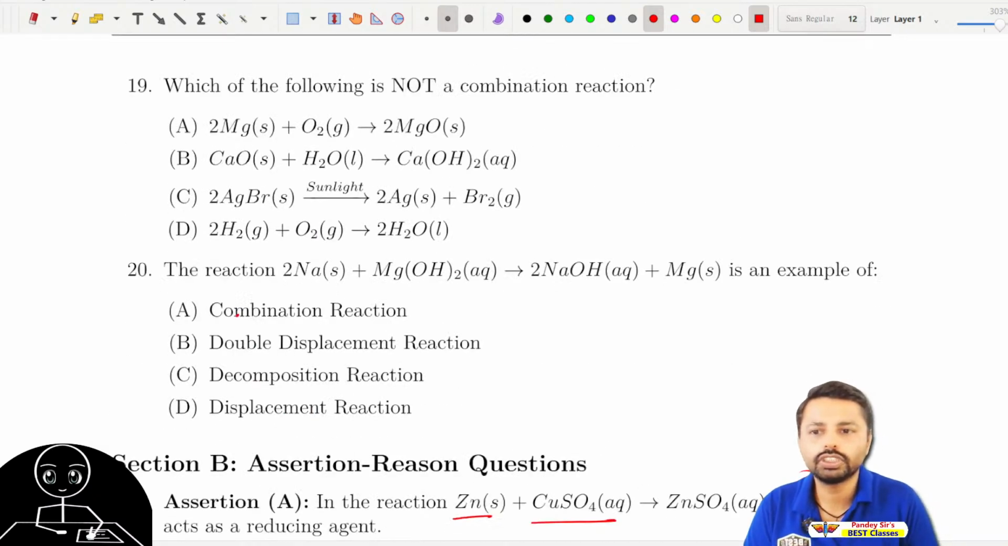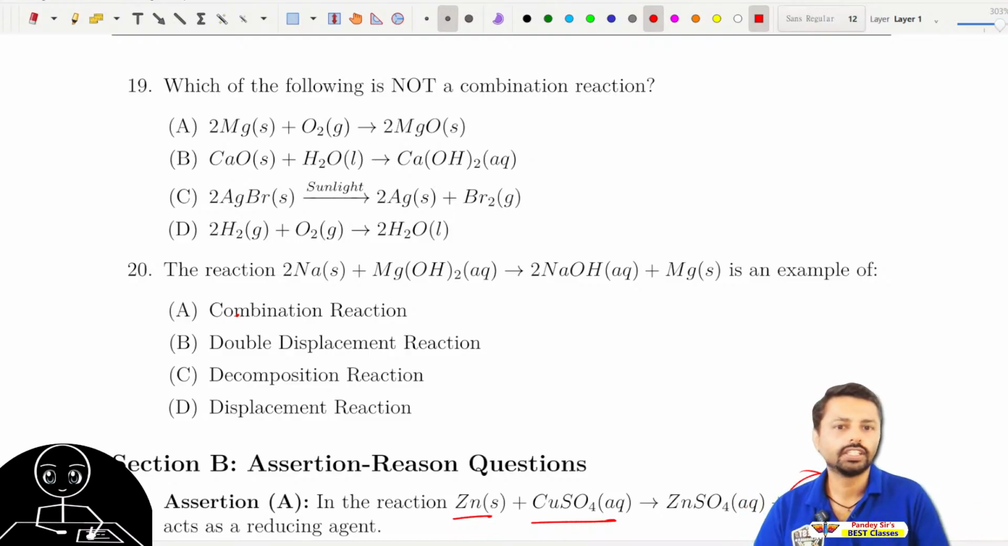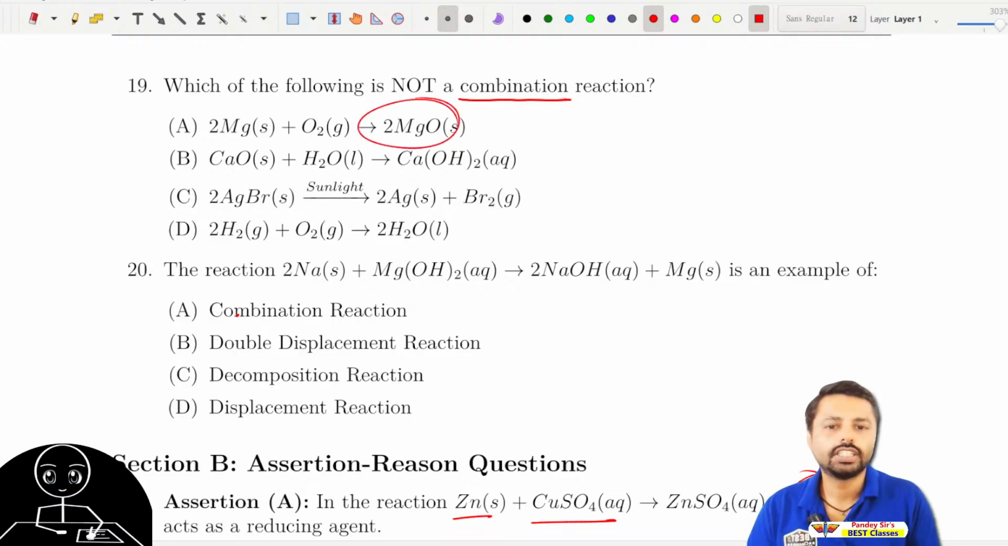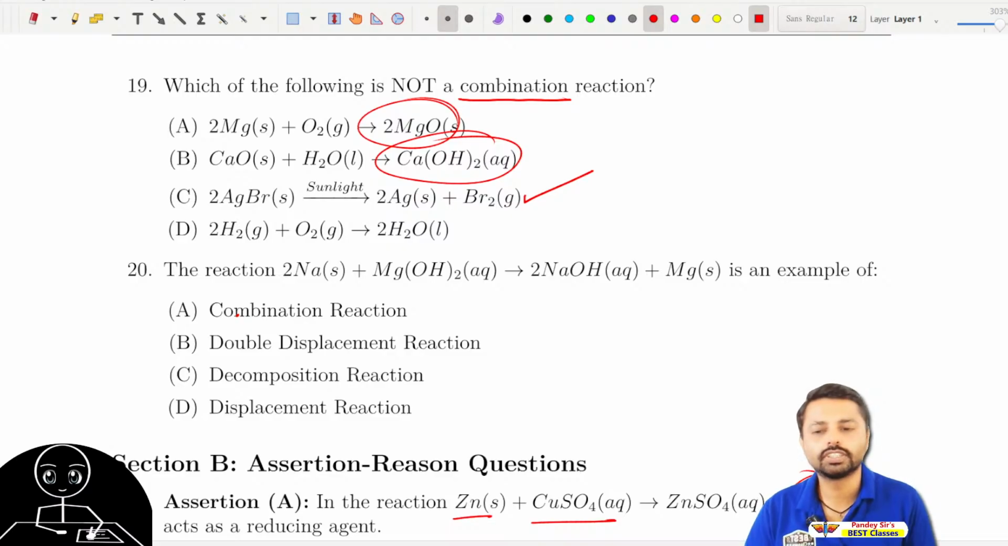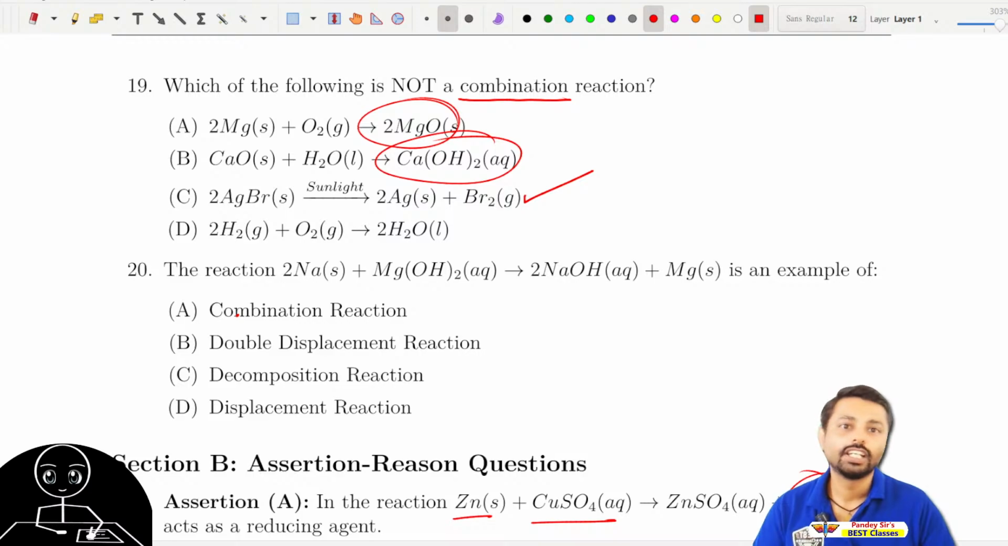Now let's see this question. Which of the following is not a combination reaction? Keep emphasis on this word, combination reaction. So this one is the answer, no? Here they are combined, here also they combined, here it decomposed. So the correct one is C. Simple question. Very good. Let's see how you do the next one.